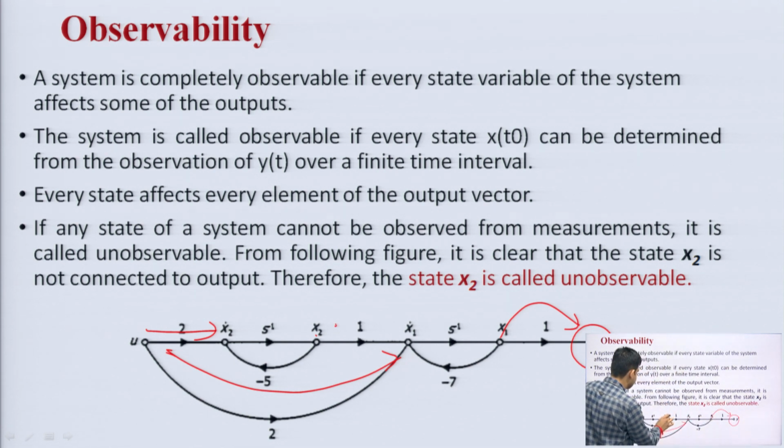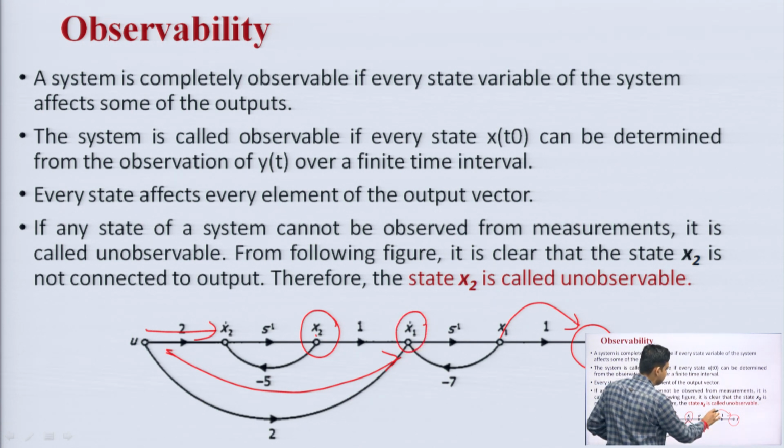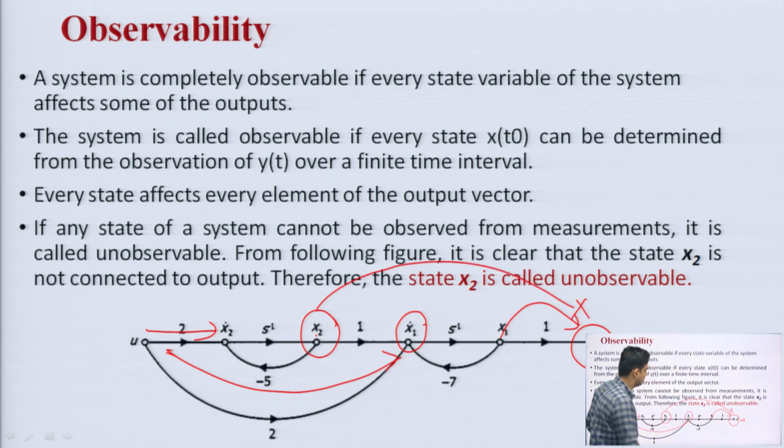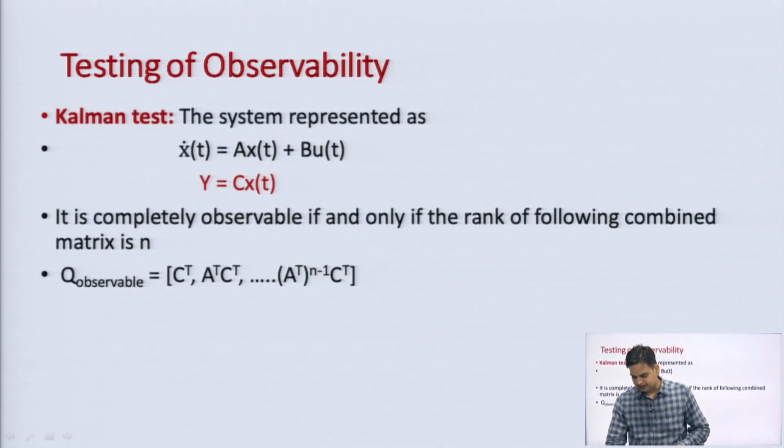It means any change in x2 will change the value of x1, and then it will reflect changes in the output. It means the change in x2 is not directly available at the output. So my x2 state variable is not observable, because the change in x2 is not reflecting at the output. This explains observability: whether a change in the state variable is reflected at the output or not.